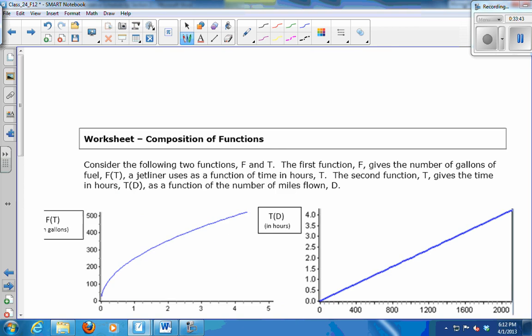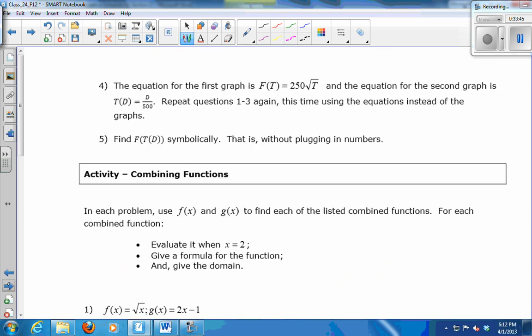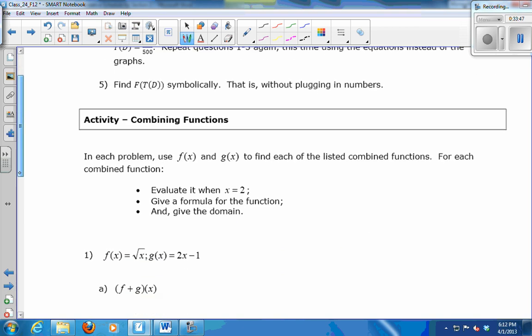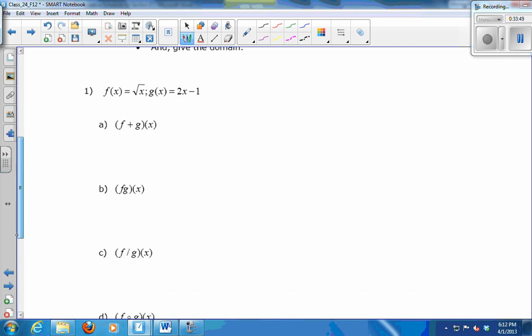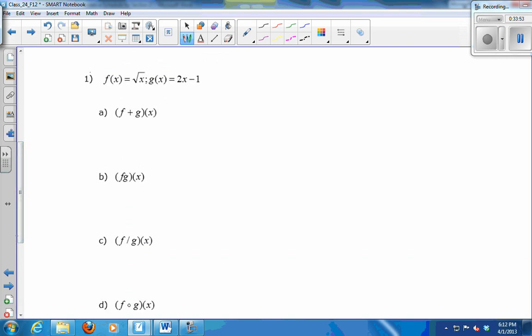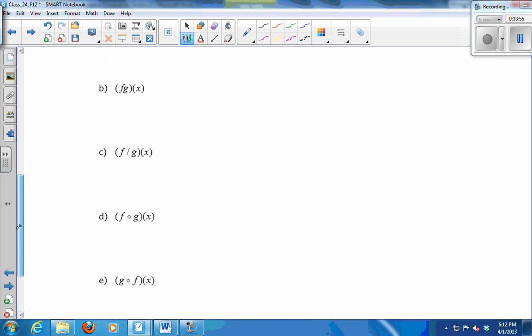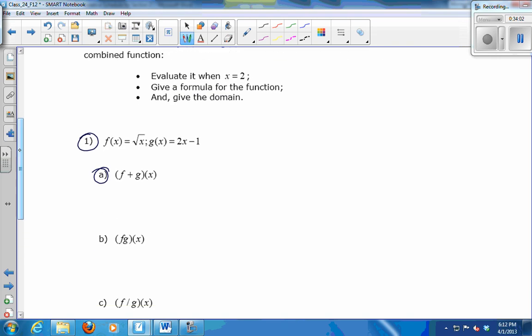All right, so I'm going to have you jump over this worksheet for a minute because I want you to try just do 1, A, and D. Okay, so practice finding a formula, evaluating, and finding a domain when you're adding and when you're composing.